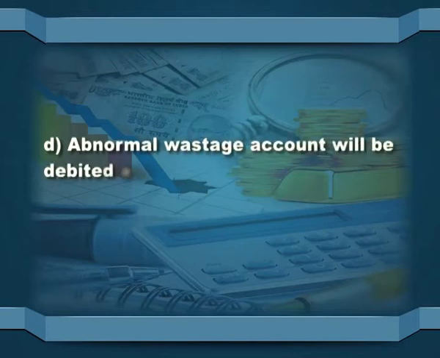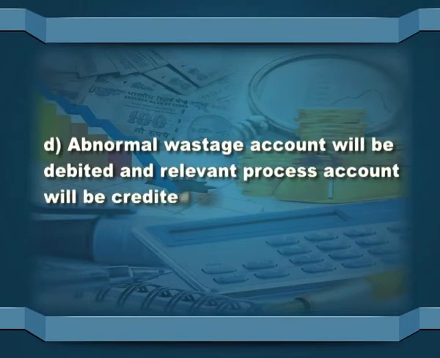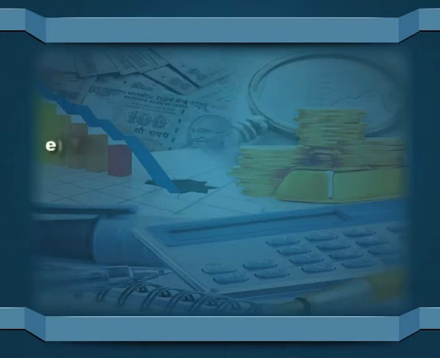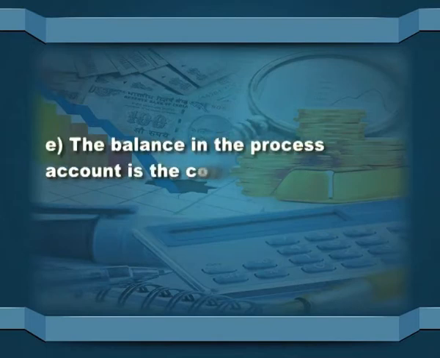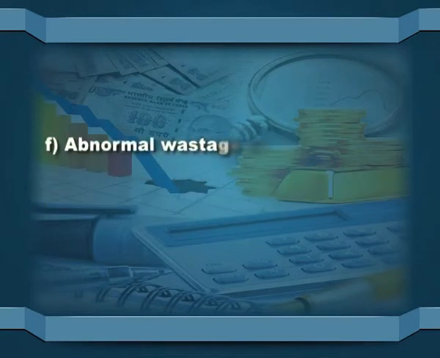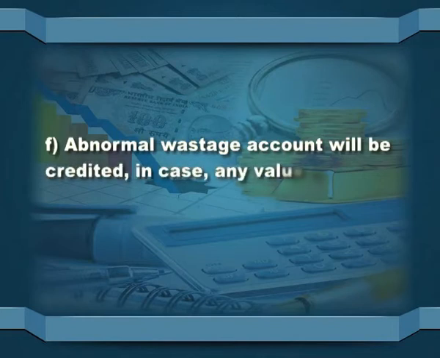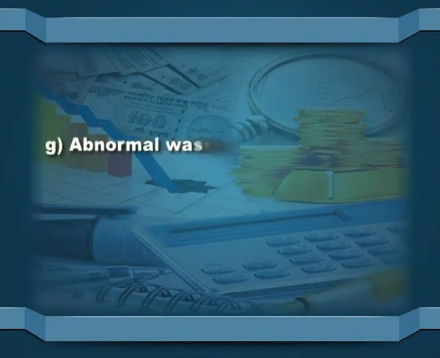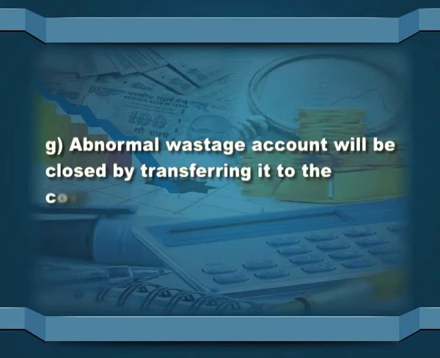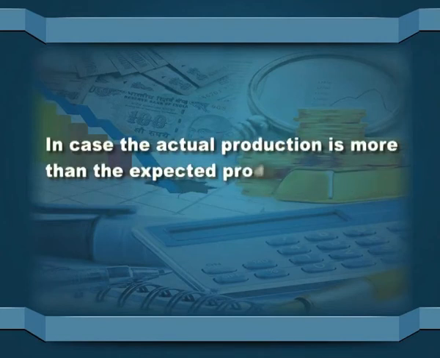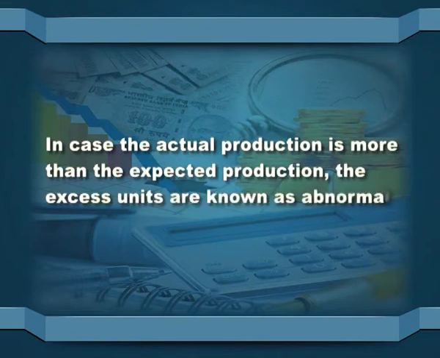D. Abnormal wastage account will be debited and relevant process account will be credited with the amount and quantity of abnormal wastage. E. The balance in the process account is the cost of good units produced by the process. F. Abnormal wastage account will be credited in case any value of abnormal loss units is realized. G. Abnormal wastage account will be closed by transferring it to the costing profit and loss account. Abnormal effectives. In case the actual production is more than the expected production, the excess units are known as abnormal effectives.